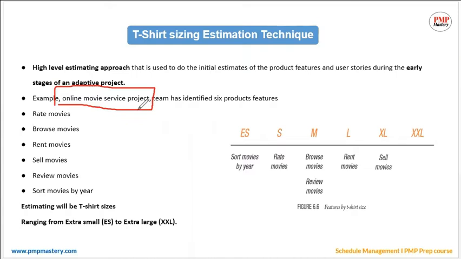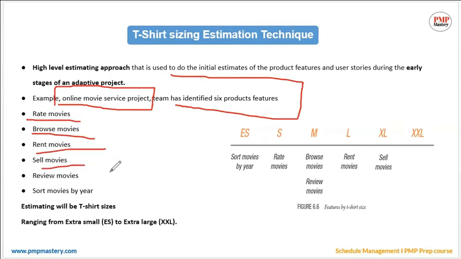Your whole team gathers together and now they want to have some initial estimate for this online movie service project. So they have decided to use a high-level estimating approach, which is T-shirt sizing, and they have come up with 6 features. They are going to develop 6 features to complete the online movie service project. You can see here feature number 1, rate movies, feature number 2, browse movies, third, rent movies, 4, sale movies, review movies, and sort movies by year. They have come up with 6 features here as listed.